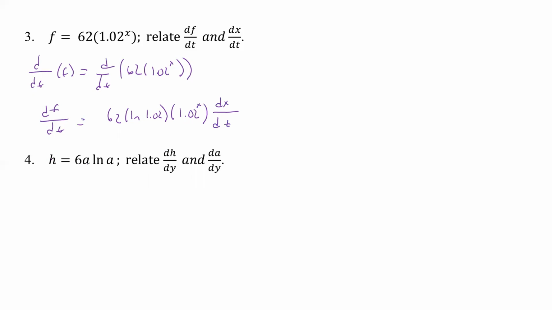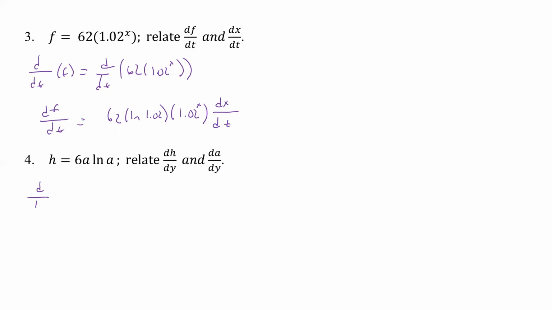All right, so now what do we have on the next one? We have h equals 6a ln a. And if you remember, I had talked about that in the first part. We want to relate dh dy now. We don't always have to have it with respect to time. Maybe it's with respect to some y distance, or I don't know what it is. And then da dy, so with respect to a and the y here.